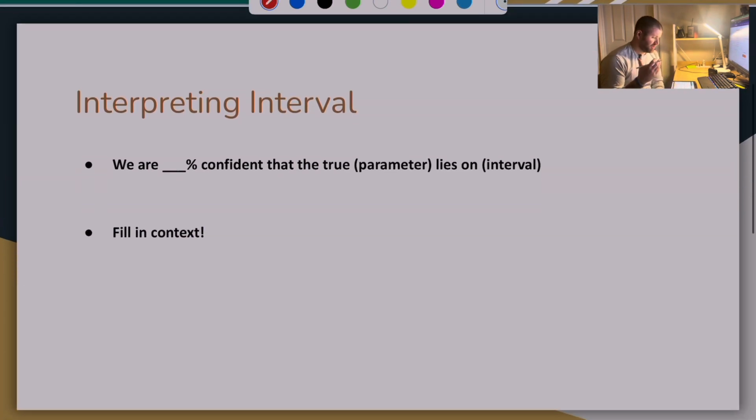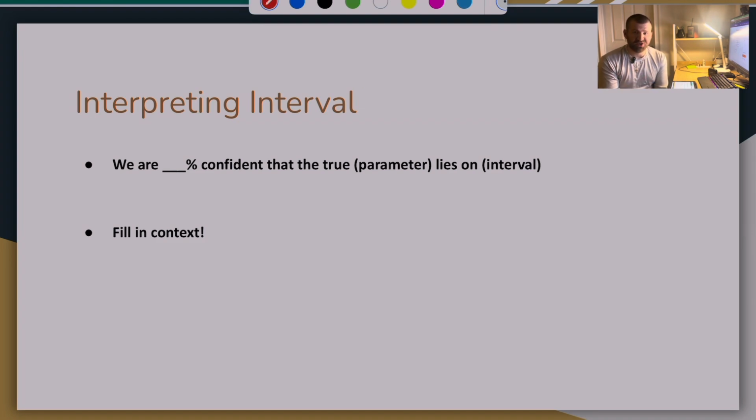When we talk about interpreting the confidence interval, it is always a statement like: we are blank percent confident that the true, whatever the parameter is, lies on whatever interval you got. So you're looking for a statement that says something similar to that. It may not be that exact wording, but it's about confidence. You're not looking at there's a 95% probability. Nope. We are 95% confident that the parameter is here.